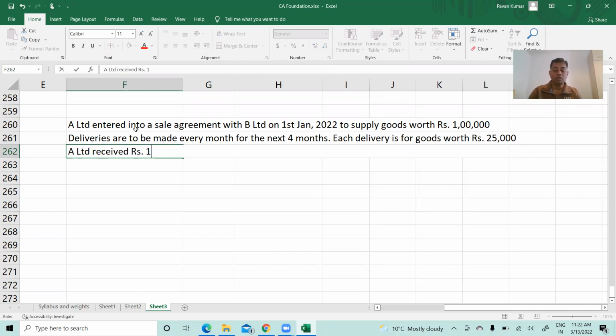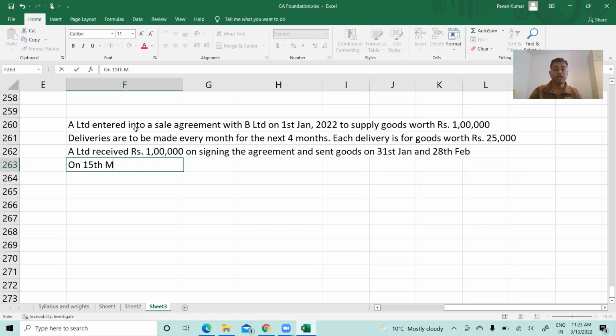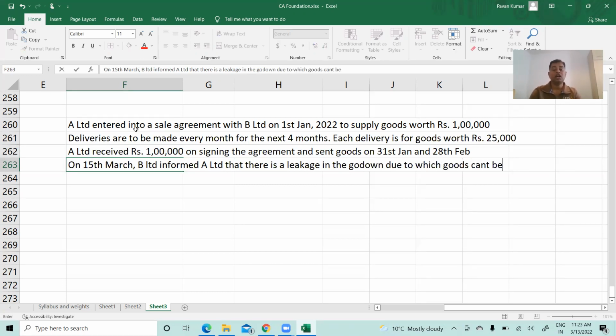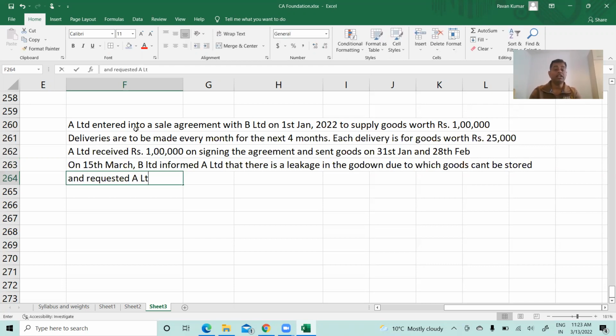A Limited received rupees 1 lakh on the date of sale, on signing the agreement. It sent goods in January and February. On 15th March, B Limited informed A Limited that there is a leakage in the godown due to which goods can't be stored, and requested A Limited to postpone deliveries till further notice.